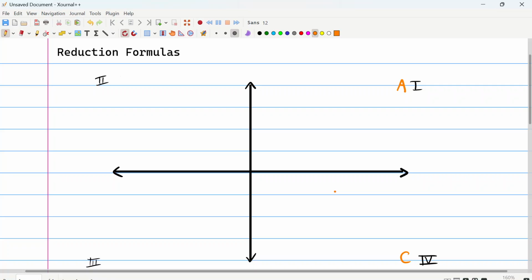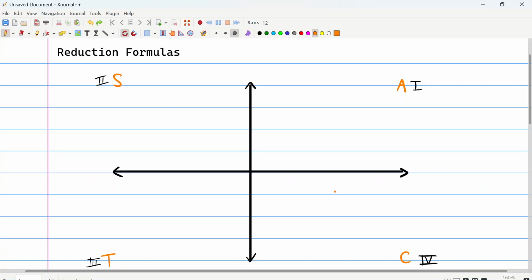Quadrant 2 is where sine is positive and tan is positive in quadrant 3. So it spells out the word CAST in that order. Now we are going to be learning reduction formula.